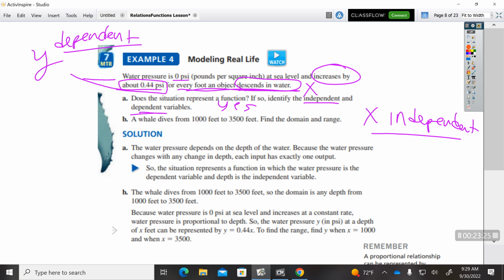Now look at part B here. Part B says that the whale is going to dive from 1,000 feet to 3,500 feet. Are you with me? Now, feet, that's how something descends in the water. So that's your X value. So would you call that domain or range? Domain. So what's the smallest value? 1,000. What's the biggest value it went to? 3,500. I'm just copying these numbers down. So 1,000 is where it started. It went down to 3,500. This is domain or range? Domain, so it's an X in the middle.